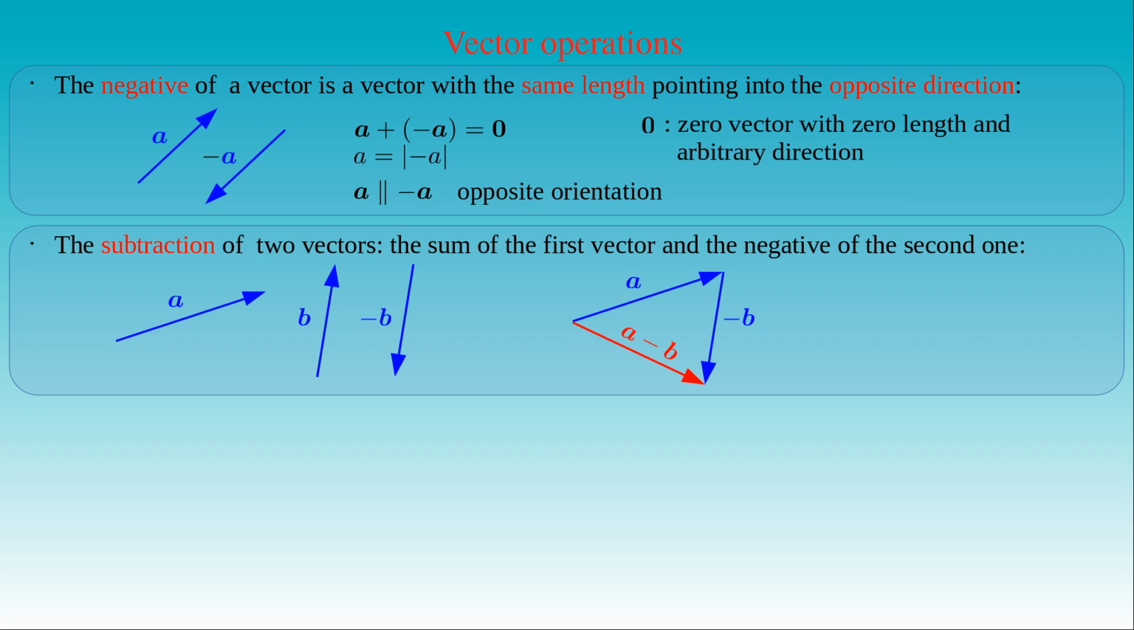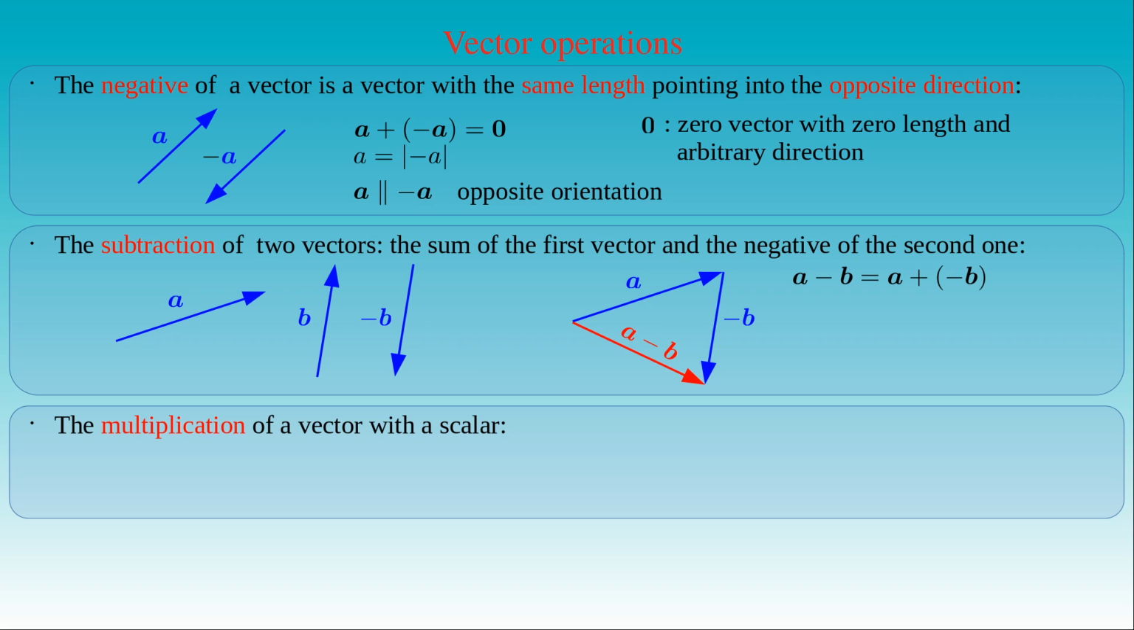We see that in the vector equation the vector A minus B is defined by the sum of A and minus B. The next operation is the multiplication of a vector with a scalar. For a vector A, we can give any real number, denoted with C, for which we define the multiplication of the vector A with the scalar C, or C times A, as a vector pointing to the direction of A but with the length equal to the magnitude of C times the length of A.